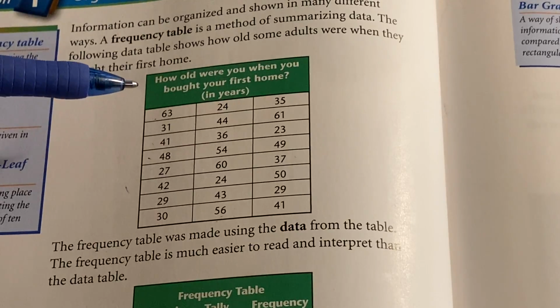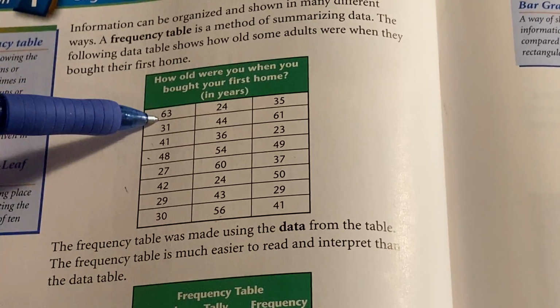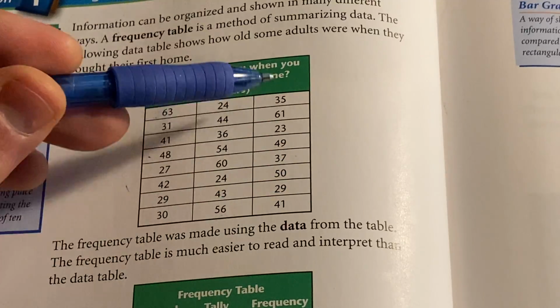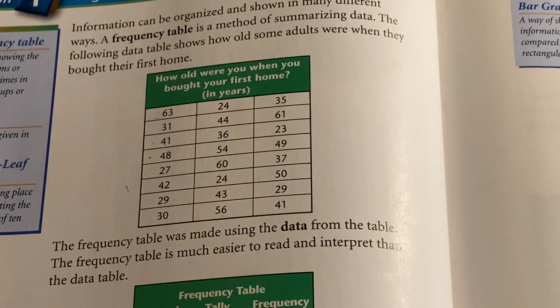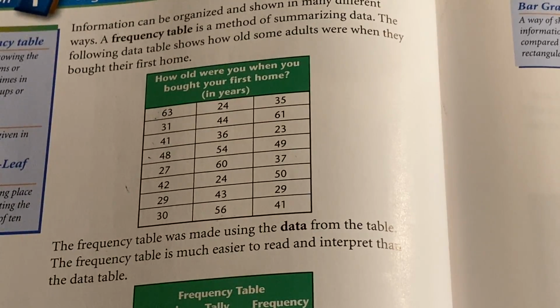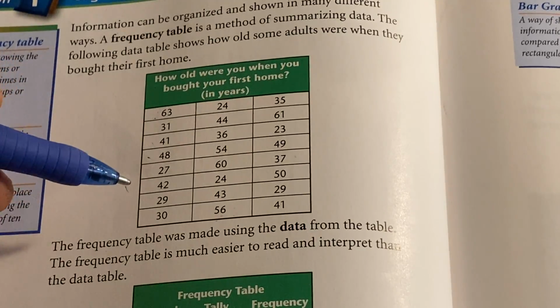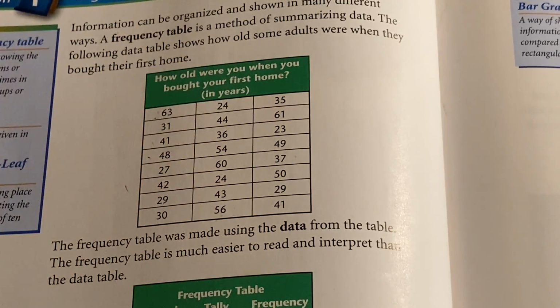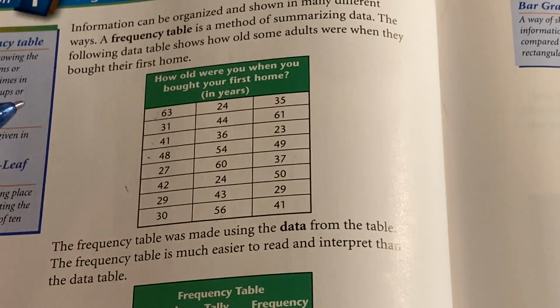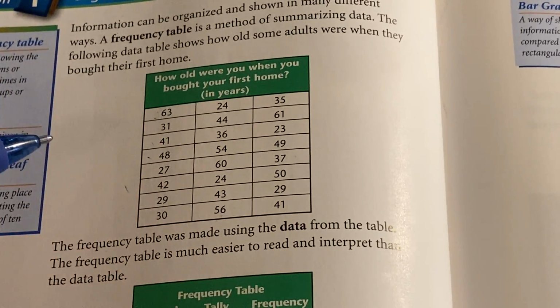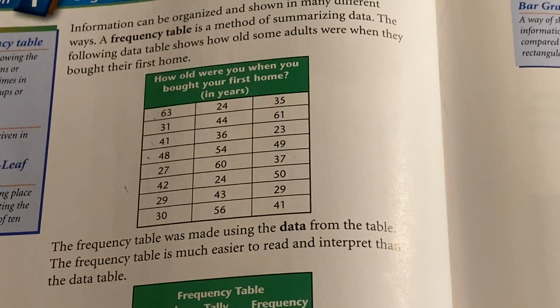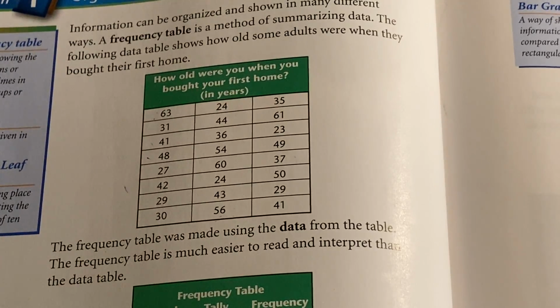So in just a regular data table, you can see that information is just put into the data table. Nothing is arranged in any type of specific order. Everything is just put in, and then it allows you to see what's there, but it's not really organized. I mean, it's organized in the sense that the data is in a table, but it's not very easy for us to read. So switching from a data table, which is this, to a frequency table will make that data interpretation much easier.